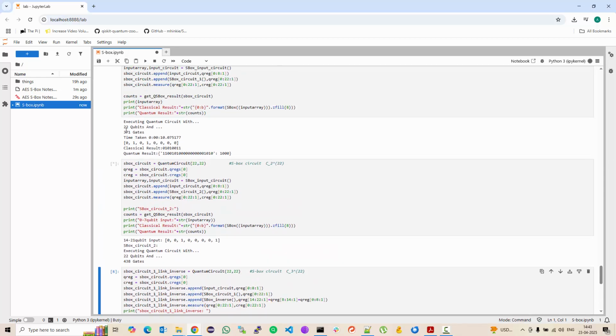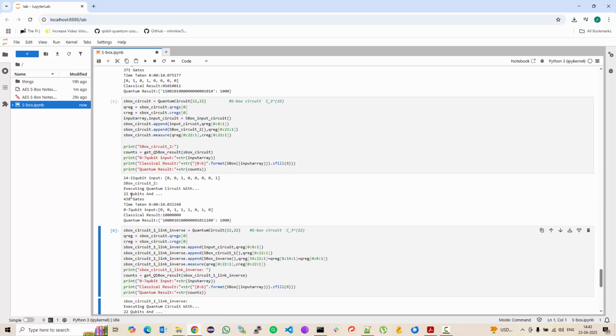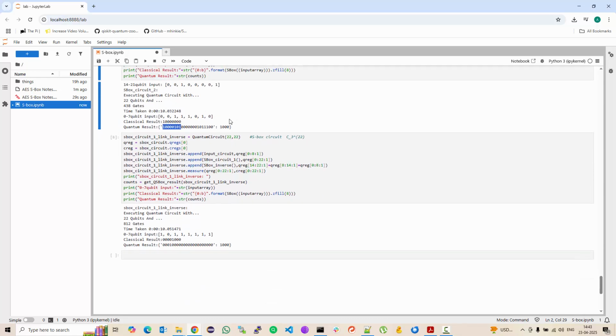Now let's run the second S-box variant. The first one took 371 gates. This one takes 438 gates and 22 logical qubits. And you can see that the reverse, this answer is not correct. So this second variant is still error prone, and all 1,000 measurements are of that qubit combination. So the backend system is working extremely well. Just that the S box circuit variant is error prone.